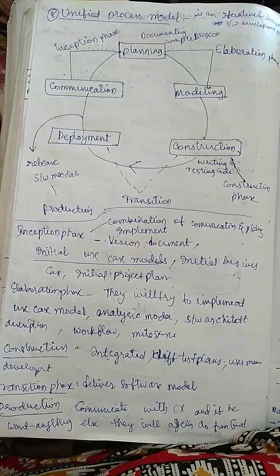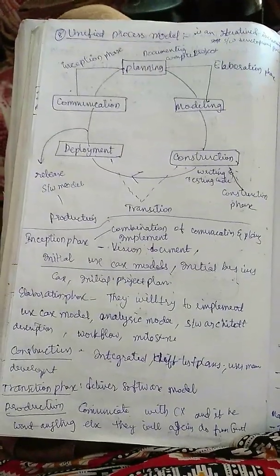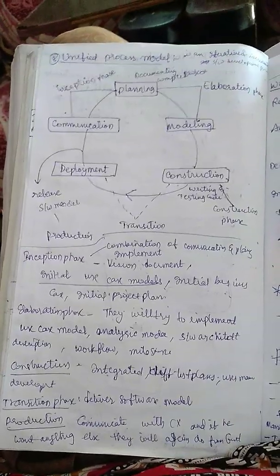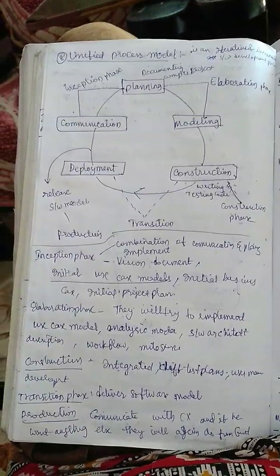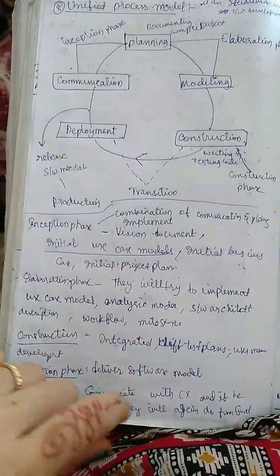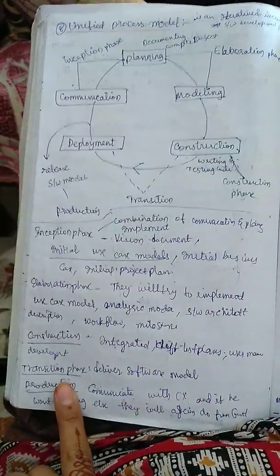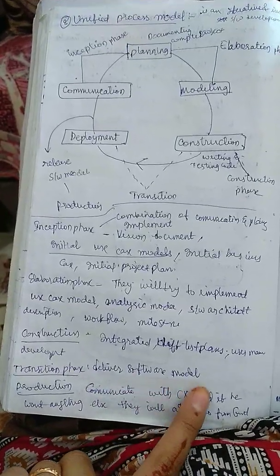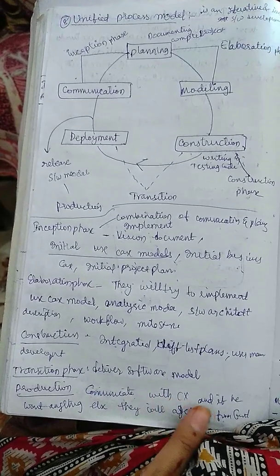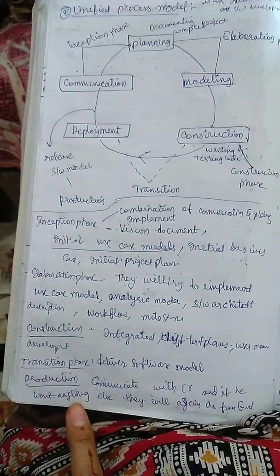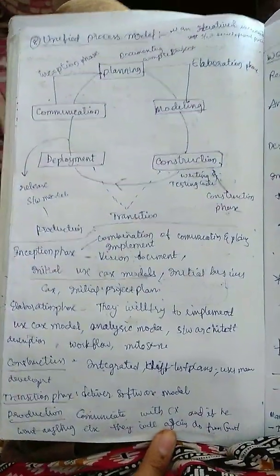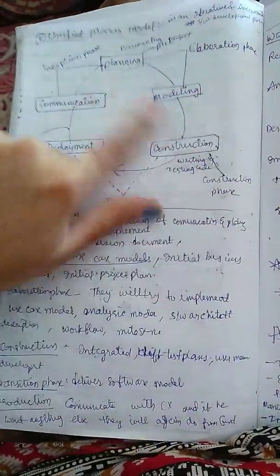Like, during construction, we will just see whether it is reaching the customer requirement or not. So we will also do some different kinds of testing plans in the construction phase. What is the transition phase? Deliver the software model. Okay, production, communicate with the customer, and if he wants anything else, they will again do the same thing.